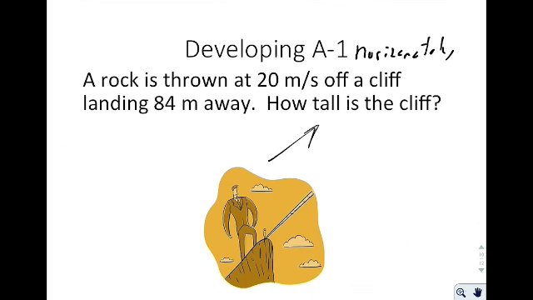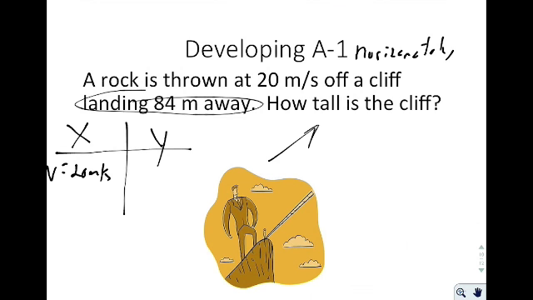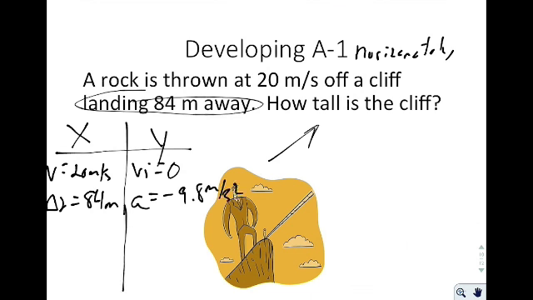So the first thing we need to do is we need to set up an x chart and a y chart. I know in the x direction, the velocity is 20 meters per second. I also know that it lands 84 meters away from the cliff, so I know that the displacement is 84 meters. In the y direction, I always know the initial velocity is 0. I always know the acceleration is negative 9.8 meters per second squared. And what I'm trying to figure out is how tall the cliff is. So I'm looking for the displacement in the y direction.